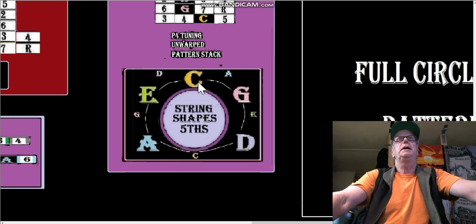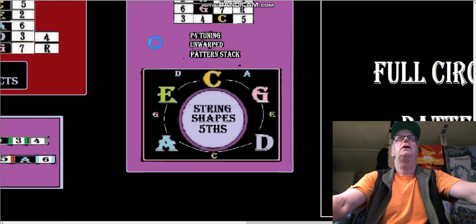Okay, so we're looking at the circle of string-shaped fifths. And notice the little letters help the circle spell CAGED, C-A-G-E-D. But if we go every other letter in the CAGED word, we're going in fifths. So the fifth of C is G, the fifth of G is D, the fifth of D is A, and the fifth of A is E.